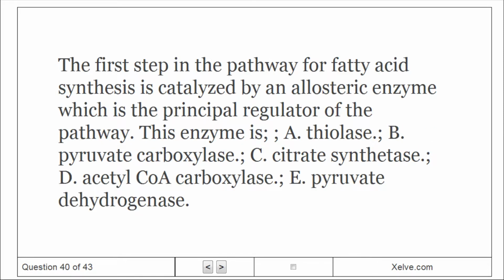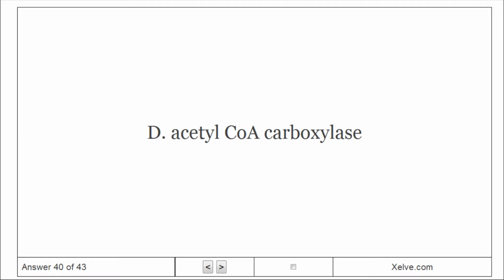In the synthetic process, the first step in the pathway for fatty acid synthesis is catalyzed by an allosteric enzyme, which is the principal regulator of the pathway. This enzyme is A. thiolase, B. pyruvate carboxylase, C. citrate synthetase, D. acetyl-CoA carboxylase, E. pyruvate dehydrogenase. D. Acetyl-CoA carboxylase.